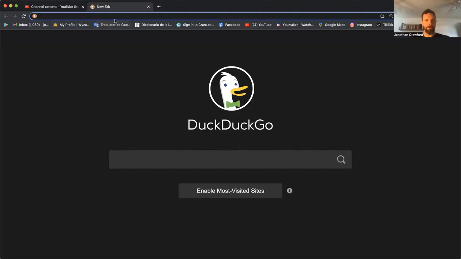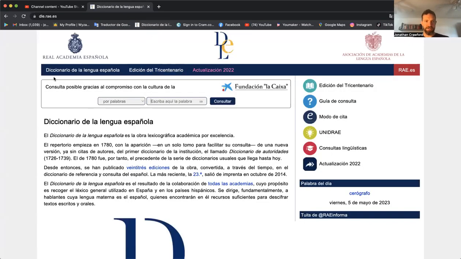This is probably my favorite website for looking words up in Spanish. It's the official Spanish dictionary website. It's called La Real Academia Española. In Spanish, there's only one dictionary, one official dictionary, and this is it. Not like in English where you have a bunch of them, Webster's and Merriam or whatever. I can't remember all their names. But anyway, La Real Academia Española is the only official Spanish dictionary.